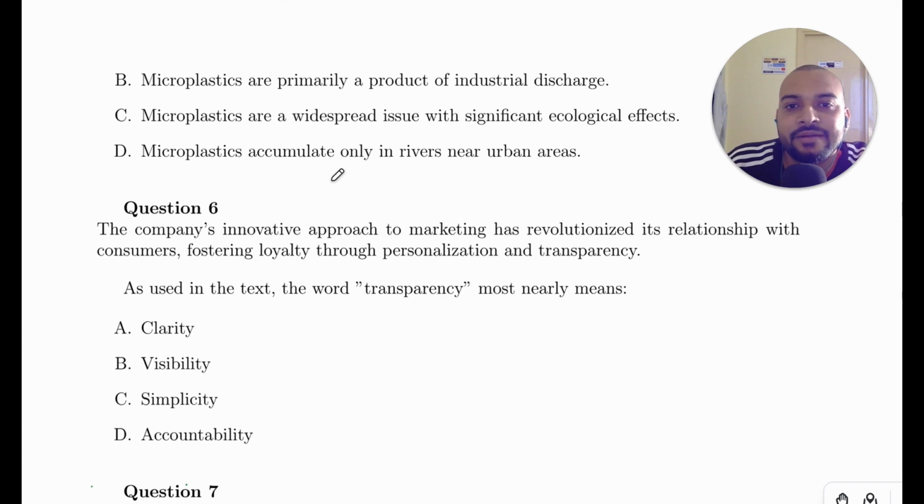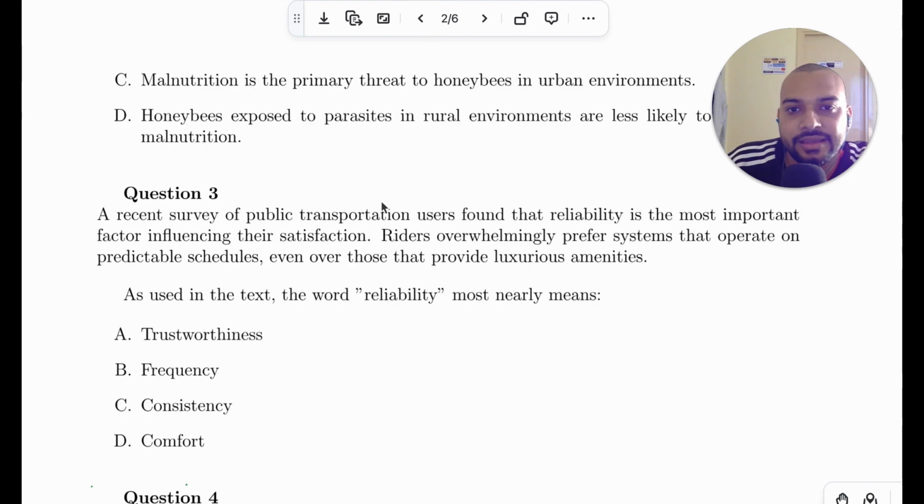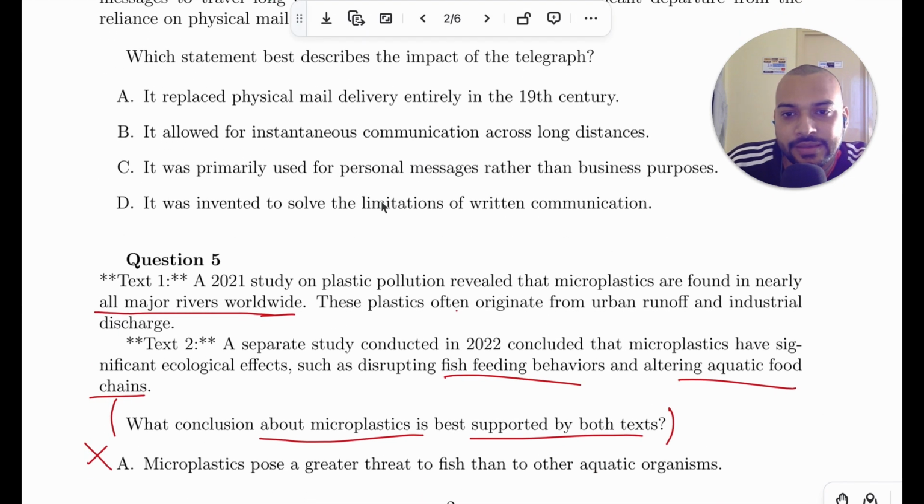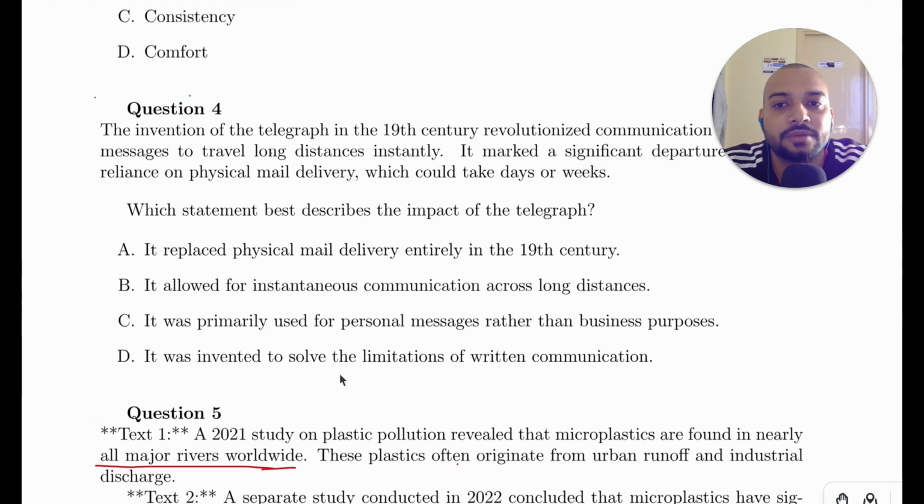Microplastics are primarily a product of industrial discharge. Okay, that is presented by, yep, the first passage, definitely. Let's look at the second one. Is it presented by the second one? So they originate from industrial discharge. That's text 1. Second one, separate study conducted in 2022. They have not given the source of the microplastics. Text 2 has not given that. So not correct. Option B is not correct.